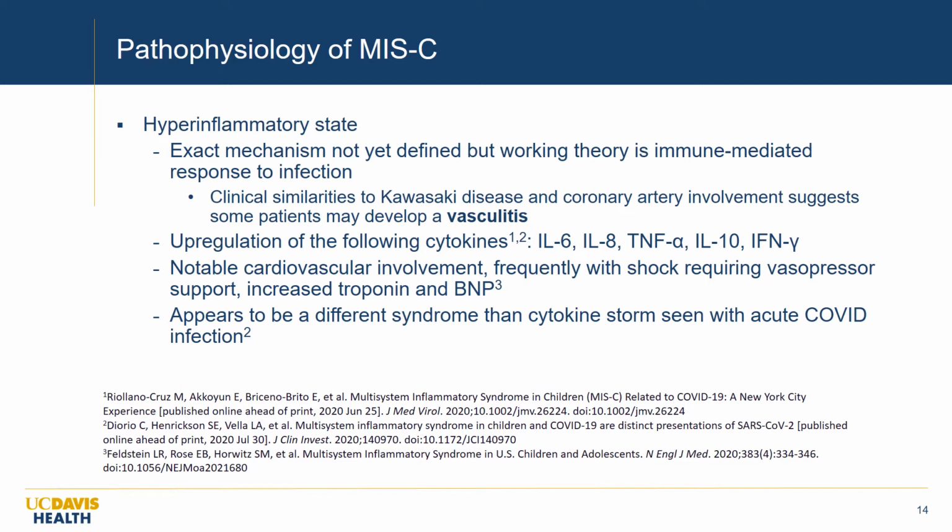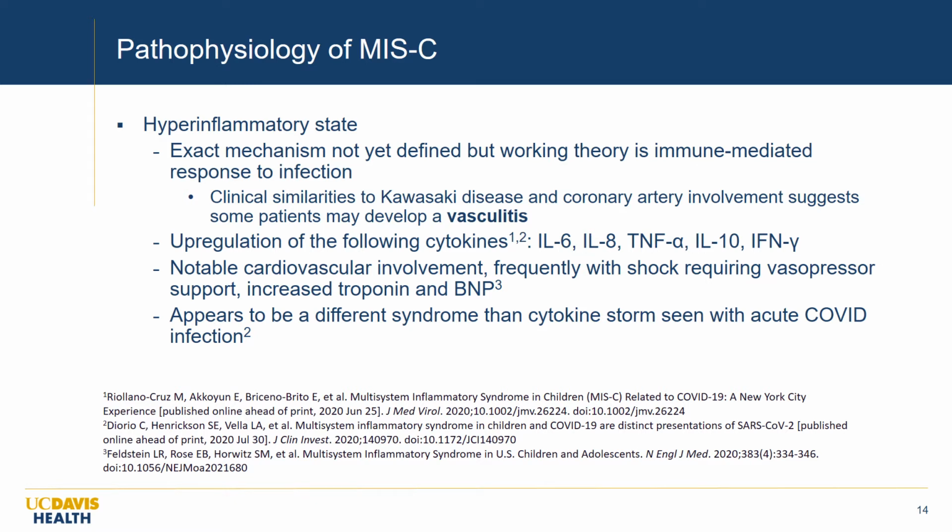Because there are so many similarities to Kawasaki disease, and because the coronaries seem to be affected, we theorize that it likely is due to a vasculitis, which is what occurs in Kawasaki disease as well. There have been many researchers that are trying to figure out the cytokine signature, so which cytokines are increased in the setting of this entity, and it looks like a lot of our pro-inflammatory cytokines are increased, such as IL-6, IL-8, and TNF-alpha, but there also are some anti-inflammatory cytokines like IL-10, which are also increased.